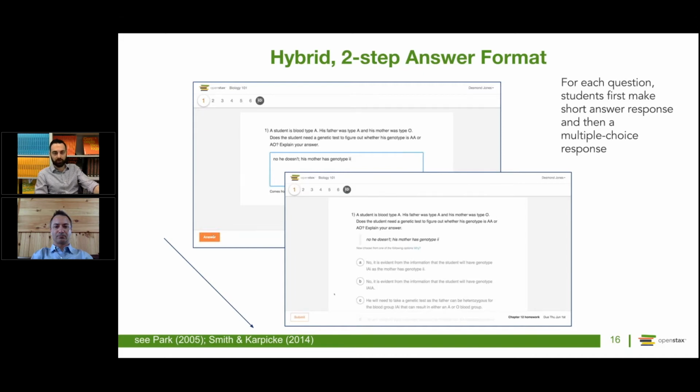You type in a response to your short answer question, you submit, and then after that, you get the multiple choice options. This way, we have the benefit of both short answer and multiple choice. It's a little bit different than what students are used to at first, but they do get used to it, and presumably we get the benefit of both of these things.